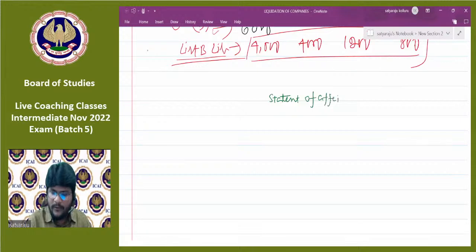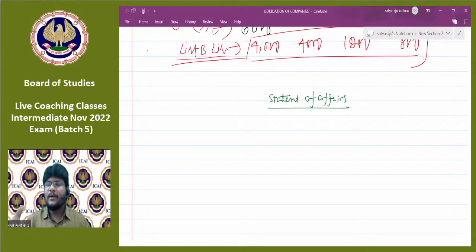Statement of affairs. One thing you need to remember, the components we are going to present under different lists. List A, assets not specifically pledged. List B, assets specifically pledged. List C, preferential creditors. List D, secured creditors with floating charge. List E, unsecured creditors. List F, preference shareholders. Next, list G, equity shareholders. Fine.